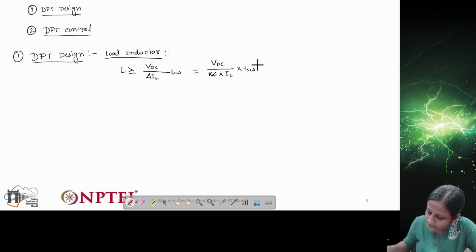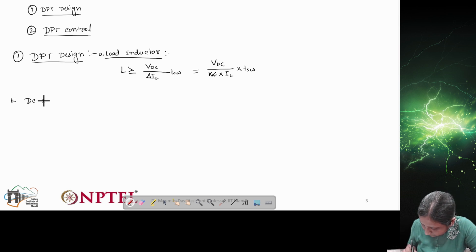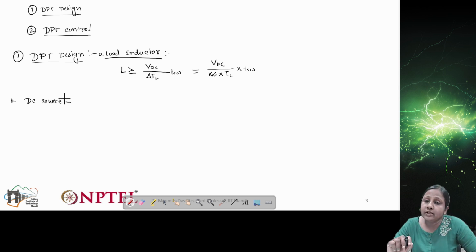Now the second component will be the DC source. What should be the value of the DC source? The DC source should be such that it is able to provide the required voltage. Let's say there is a voltage range given for this DPT test, which varies from minimum to maximum. We have to select a DC source which is able to provide the maximum DC voltage.